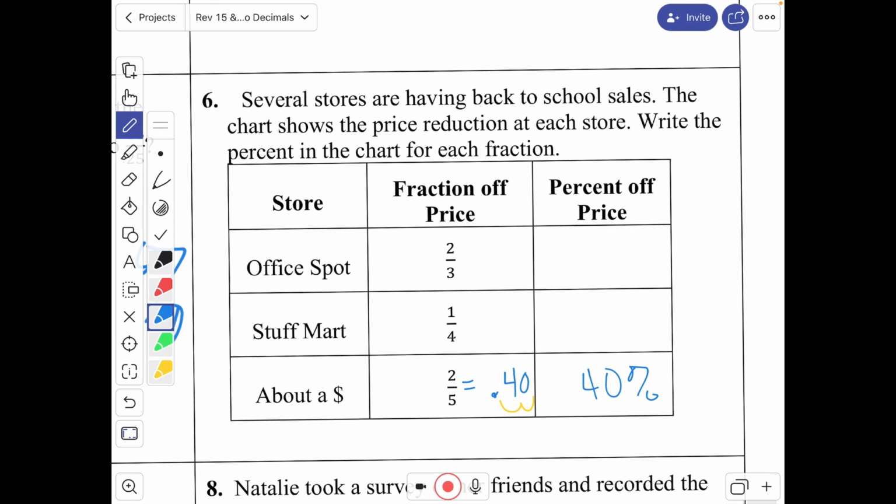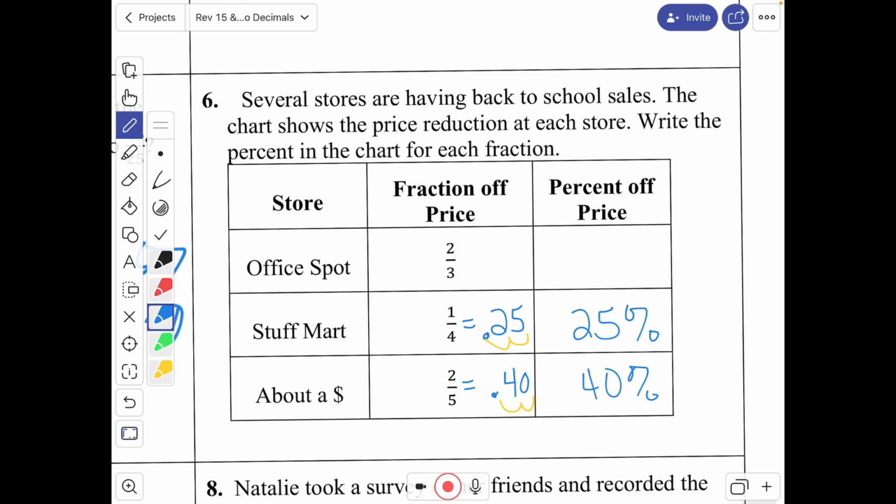And Stuff Mart is 1/4. A 1/4 is 0.25. Move the decimal 2 spaces, and that would be 25%.